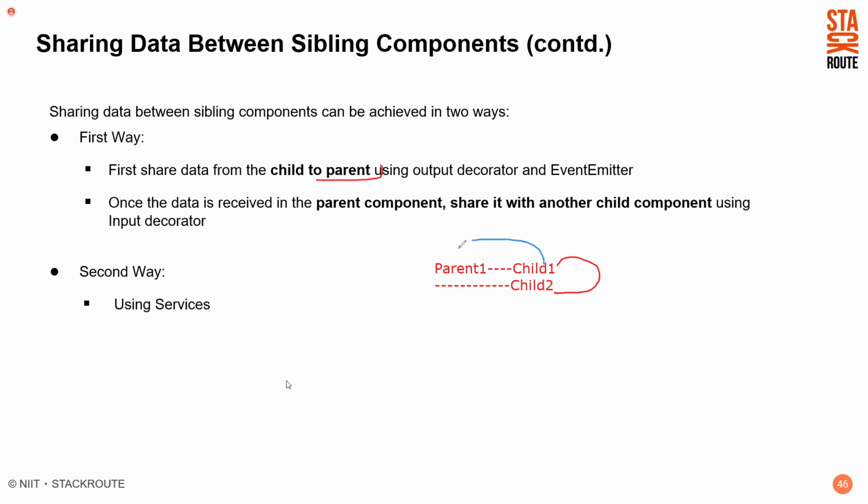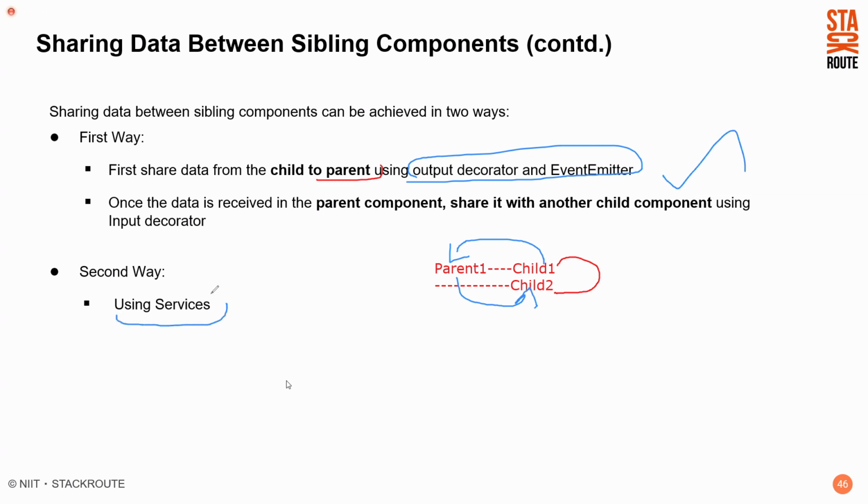From child 1, you will pass to parent. From parent, you can pass to child 2. So first, share the data from child to parent using output decorators and event emitter. Once the data is received in a parent, you can share it to all others using input decorator. It's simple. So this is the regular way. I hope you know the first way.